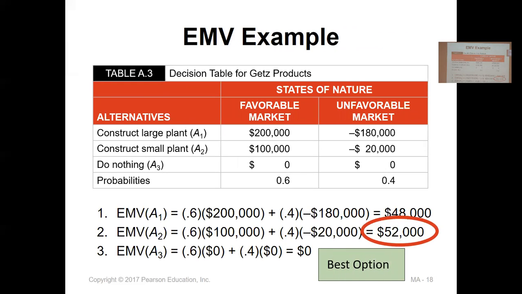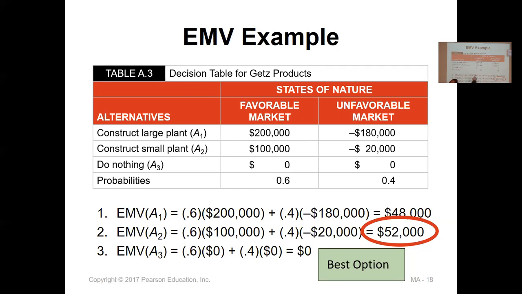So in this case, just looking through it, in the favorable market, we think that we can gain $200,000 if we construct a large plant. That probability is 0.6. So we would group this together: 200,000 times 0.6, plus, what if it goes bad, 0.4 times minus 180,000, and then we get a total of 48,000. So that's one scenario, and then we basically are going to pick whichever one has the EMV value that winds up being highest.